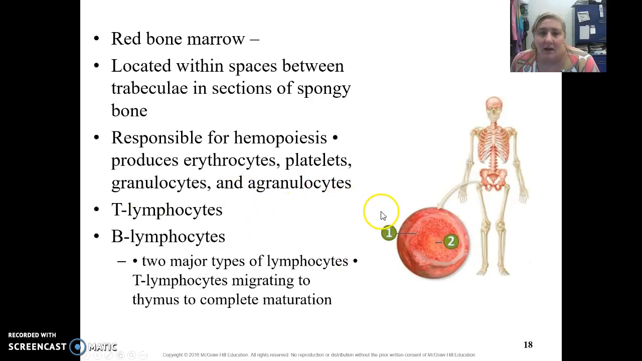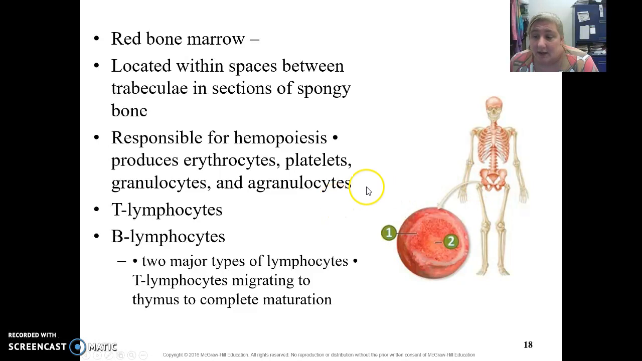So your first of your primary lymphatic structures is red bone marrow. Red bone marrow is located in the spongy bone of bone, okay? So in adults, we have spongy bone in regions like the ends of our long bones, so typically the proximal ends of our long bones, and in regions like our sacrum, our coxal bones, some of our other flat bones.